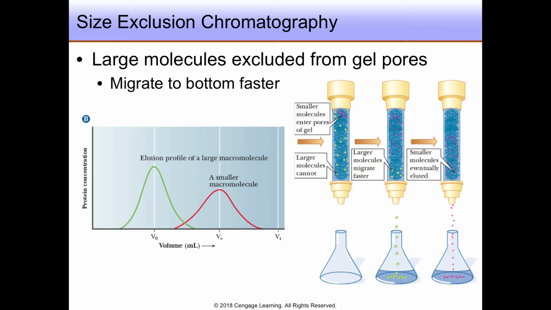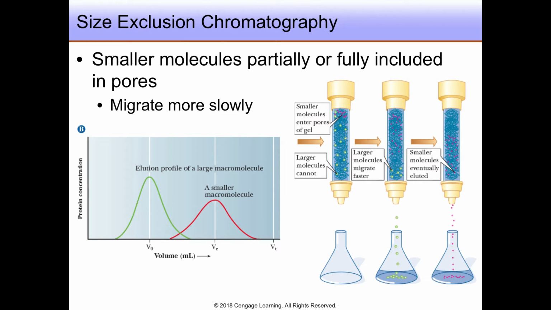Those molecules whose size allows them to fit inside the pore will spend some time inside the gel particles, the stationary phase, and some time in the mobile phase. This means that they migrate more slowly down the column. In our illustration, the smaller molecules are the red spheres and were the last to elute, or come off the column.